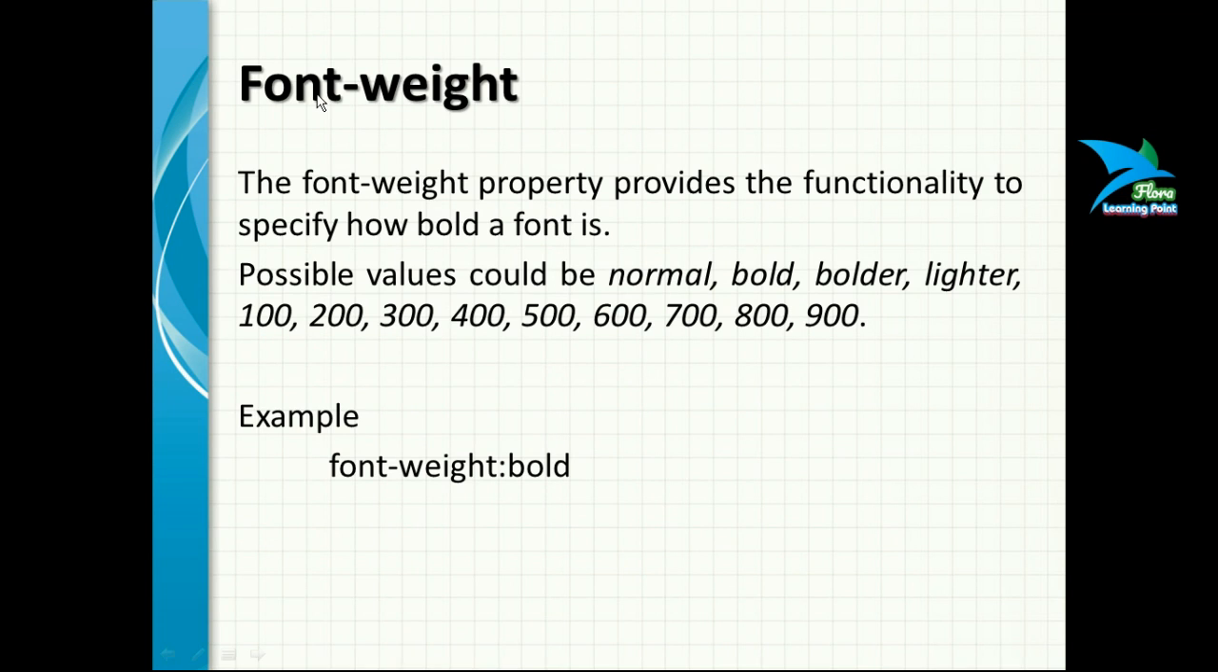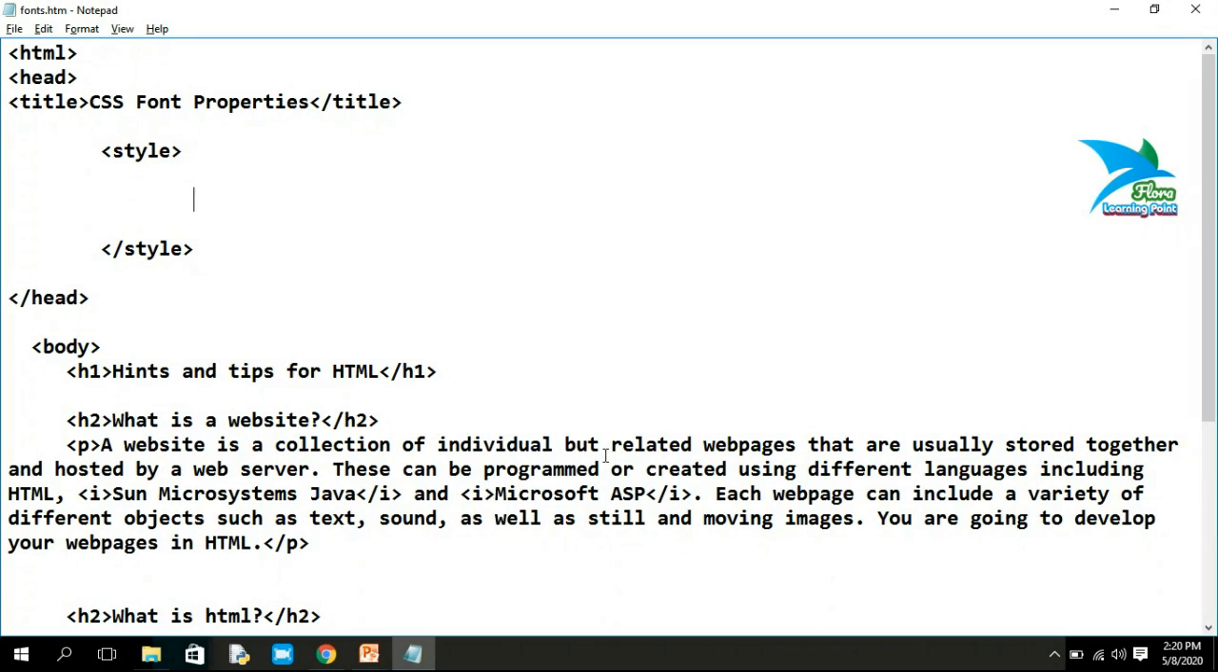Next property we have is font weight. The font weight property provides the functionality to specify how bold a font is. These are the possible values: normal, bold, bolder, lighter, and you can also specify numeric values 100, 200, 300. It will specify how much bold effect will be applied on that font, font weight colon, the value of the property.